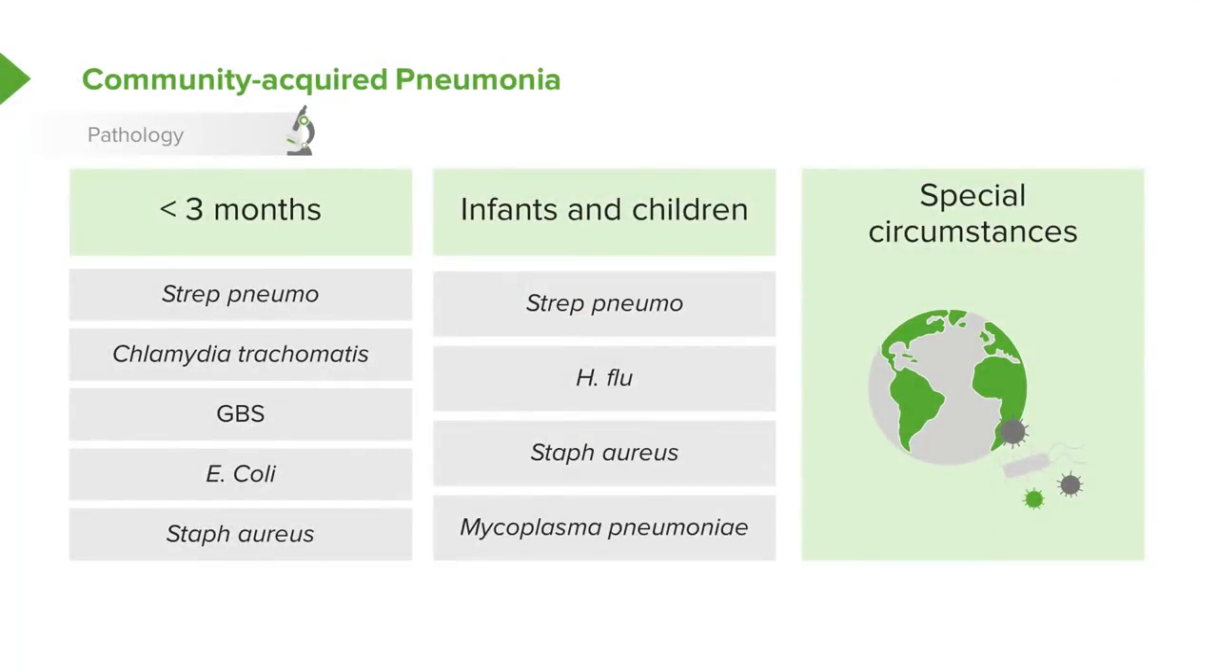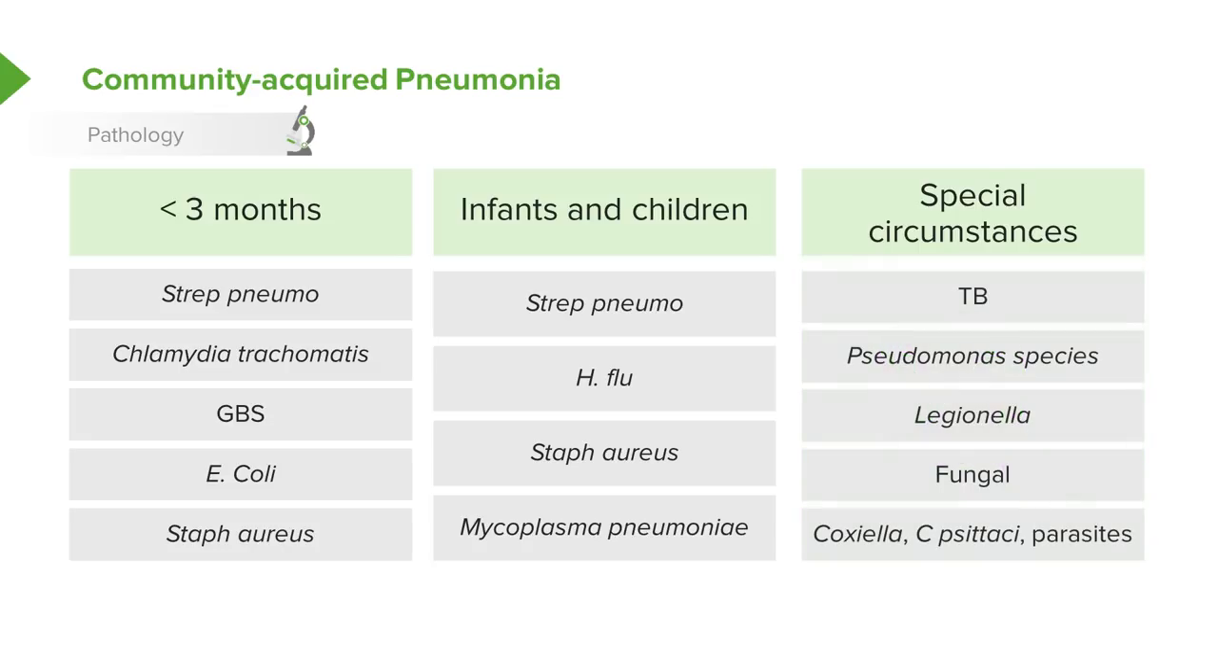In infants and children, the organisms are a little bit different. Still, among the bacteria, strep pneumo is the most common, followed maybe by H. flu and Staph aureus. And mycoplasma pneumonia can happen in kids over 5, is a little bit less common in kids under 5. However, there are exceptions to that rule.